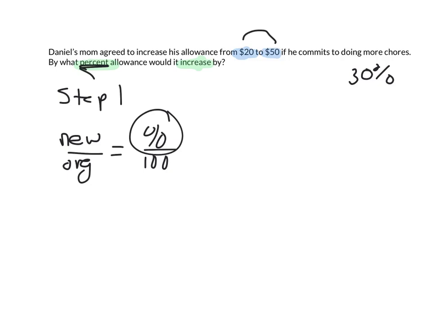Now, let's substitute what we know. Well, we know the original was 20. So where we have original, I'm going to replace with 20. We know the new was 50. So I'm going to replace the new with 50. Okay, so now I know I'm looking for this.